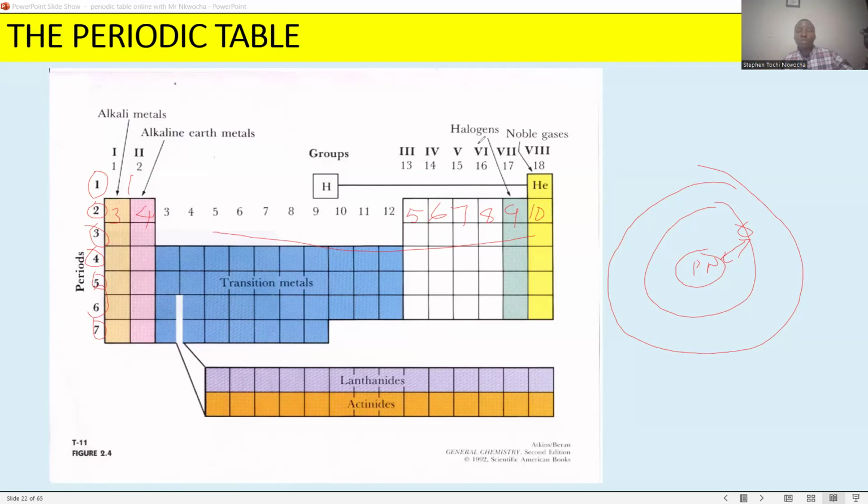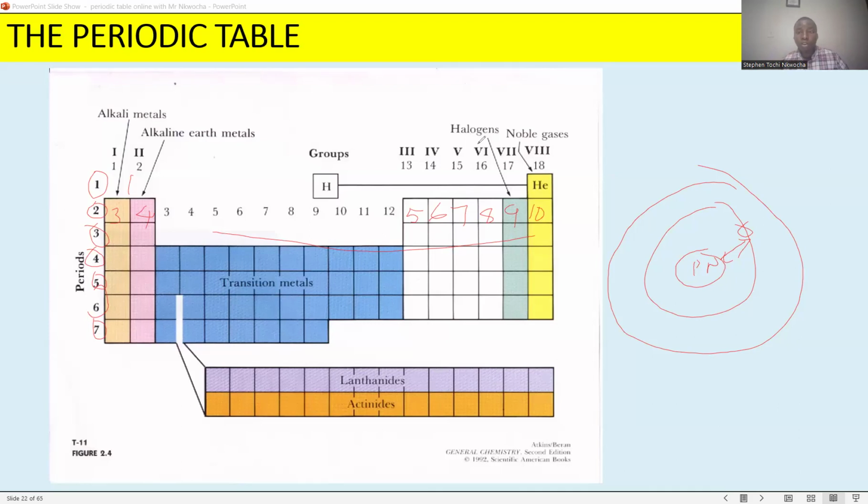Once you have increased the atomic number, that means there's a closeness between the protons and the electrons. So they are attracted to each other. So there's a grip between the protons and the electrons. That grip makes it very difficult to remove an electron. So that energy that you're going to use to remove that single electron is called ionization energy.